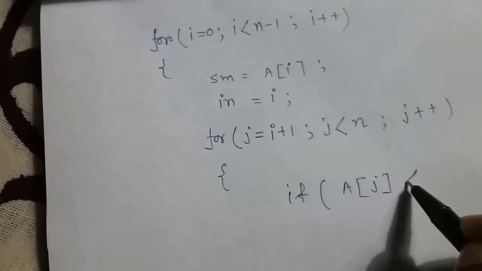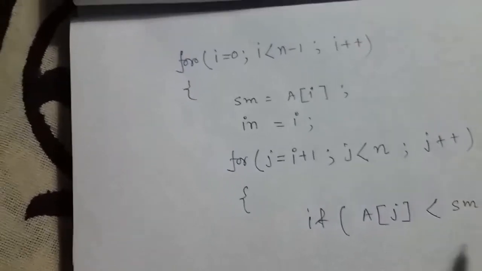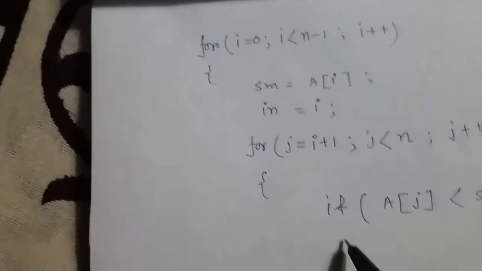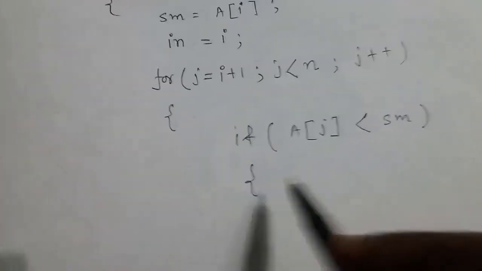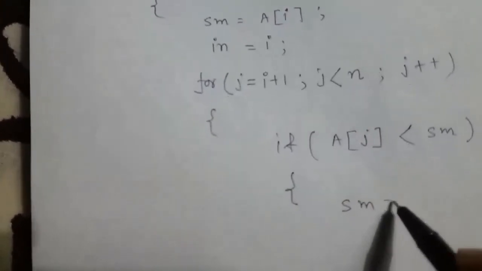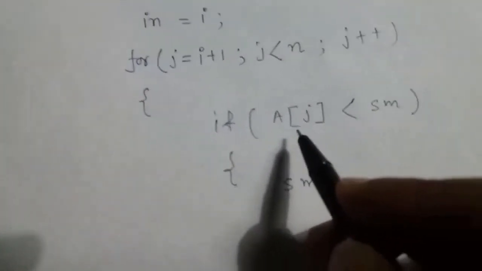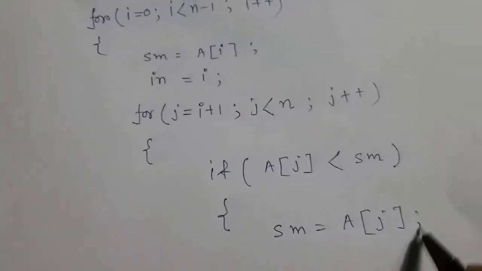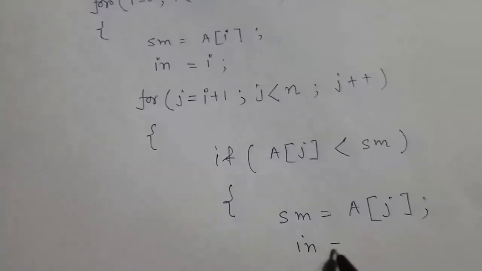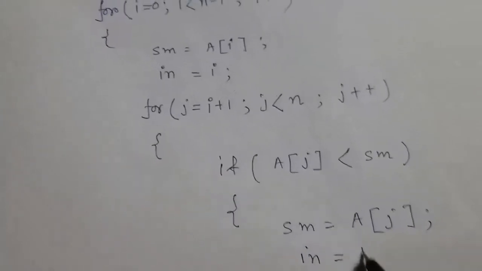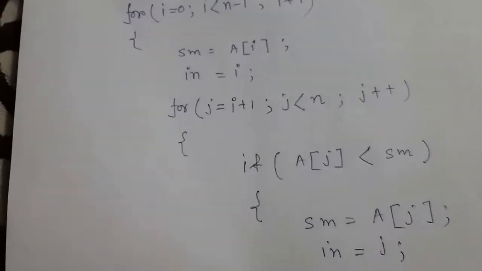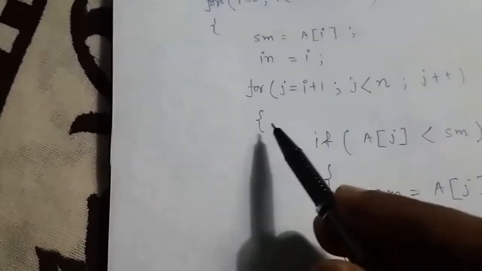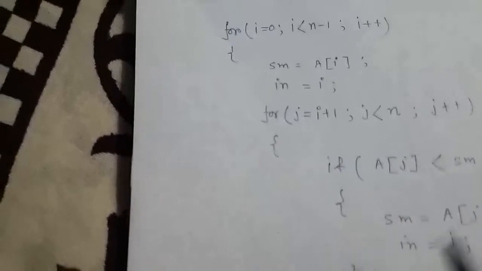So if a of j less than sm, if a of j is less than sm, then only the value of sm is changed. So I will write here sm equals to, obviously, a of j. So I am writing here a of j, and the index will also be changed. Here in equals to will be j. So this is the end of the if block, and there is nothing to do inside the nested for. So nested for loop is also closed.